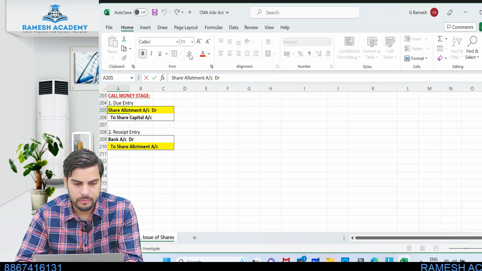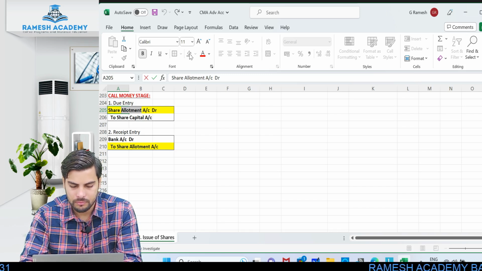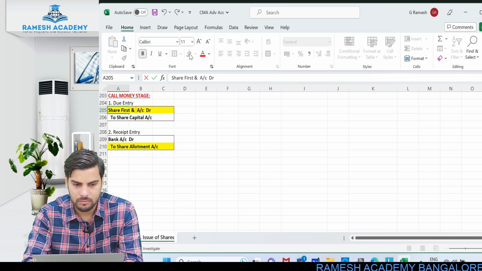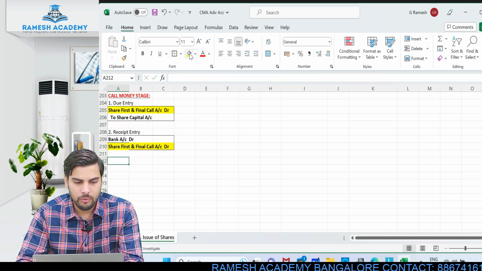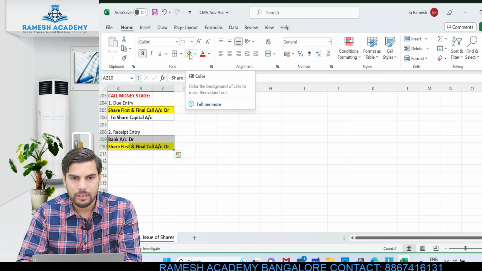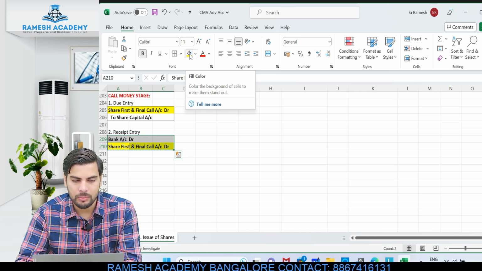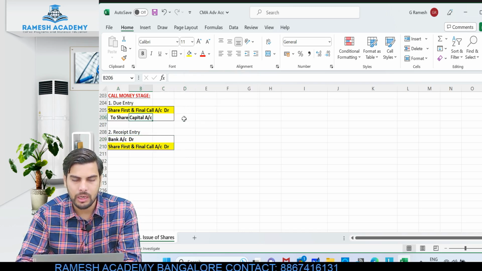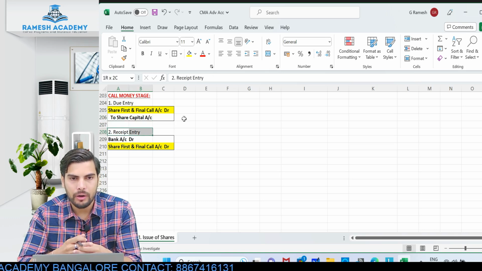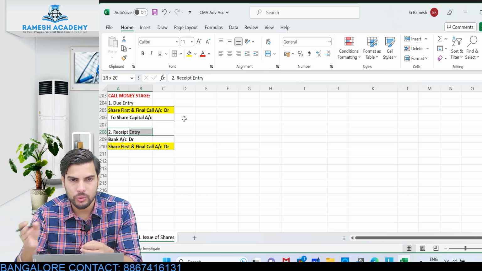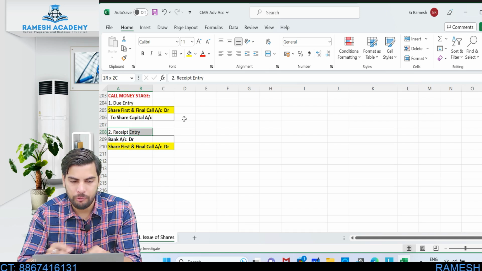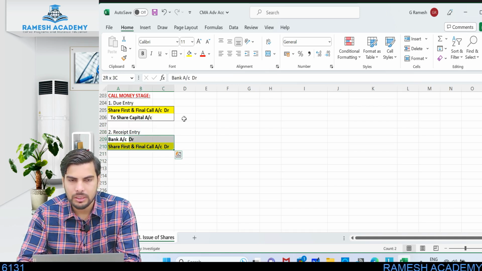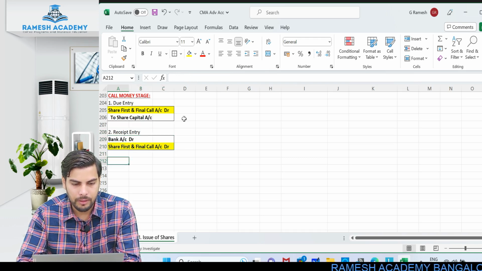Share first and final call account. The due entry would be like this: share first and final call account debit to share capital, because ultimately everything has to be transferred to share capital. So everywhere, if you observe, share capital is credited. When application money was received, what was the entry? Bank account debit to share application. When allotment money was received, bank account debit to share allotment. When call money is received, obviously bank account debit to first and final call account. So this would be the receipt entry.